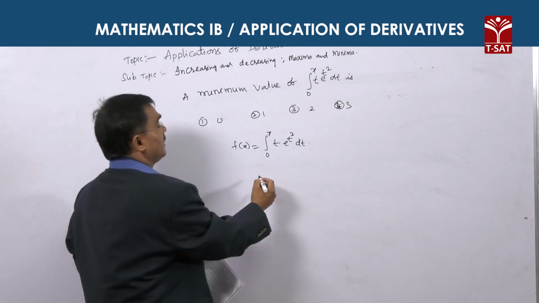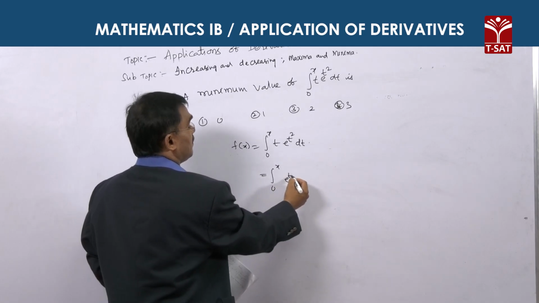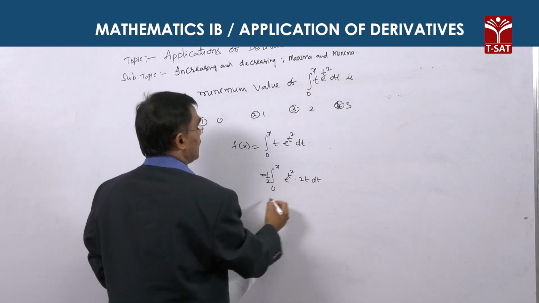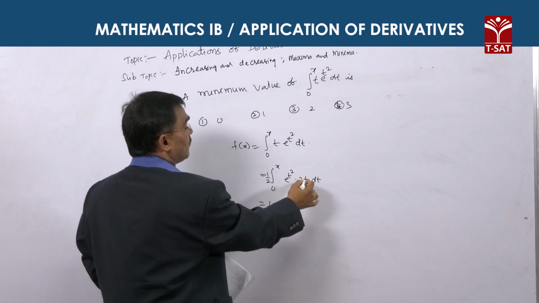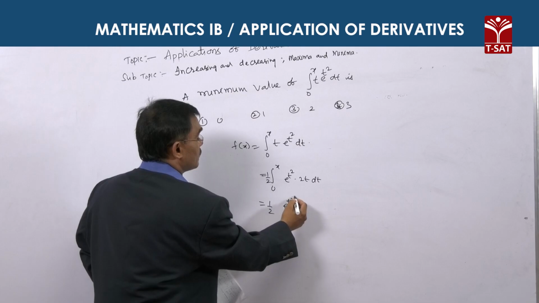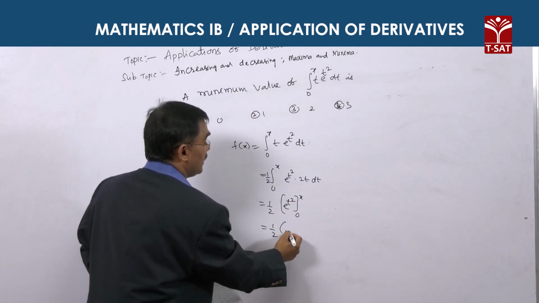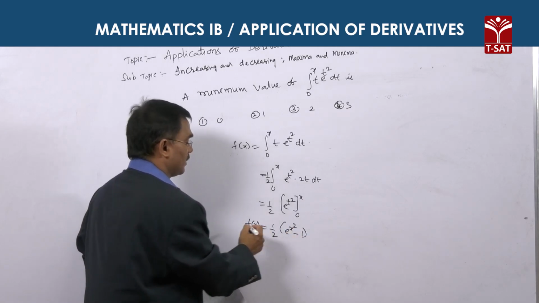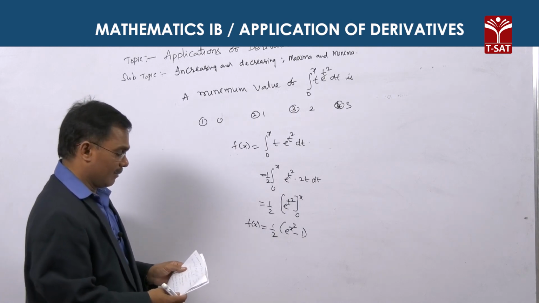First simplify the integration. This can be written as the integral from 0 to x of e power t square into 2t into 1 by 2 dt. Let the value be t square. The differentiation of t square is 2t dt. That's why the integration is 1 by 2 into e power t square within the limits 0 to x, which is e power x square minus e power 0, and e power 0 is 1. So f of x is equal to 1 by 2 into e power x square minus 1.